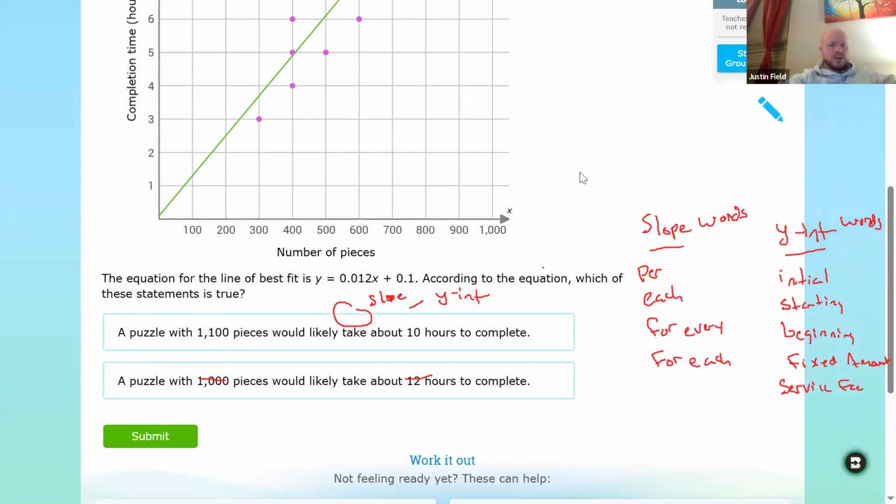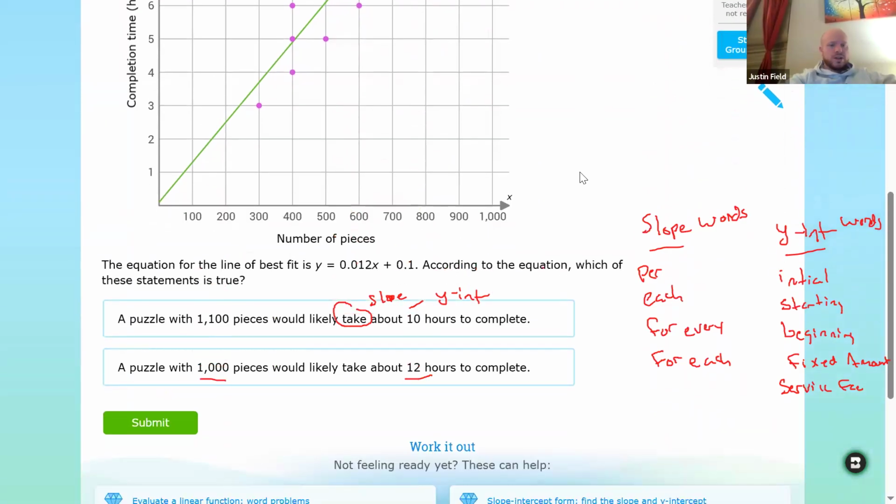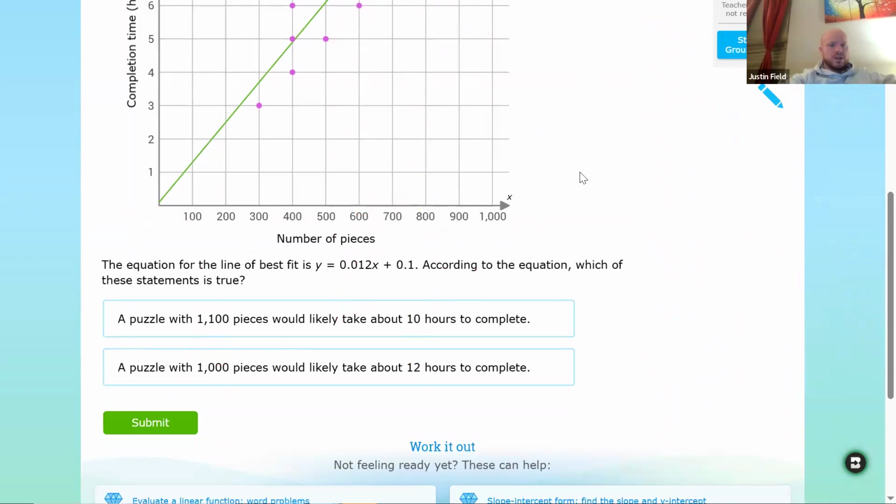So let's look. A puzzle with 1,100 pieces would likely take about 10 hours to complete. Okay, so I'm also looking at the axes. So we have number of pieces as the X value and completion time as the Y value. So let's substitute it in and see if it works. I'm going to substitute my X value into this equation and see if it equals the Y value.